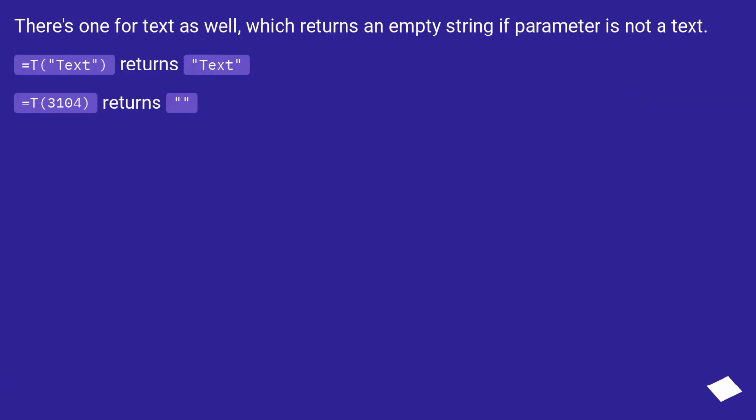There's one for text as well, which returns an empty string if the parameter is not text. Equals T(text) returns text. Equals T(3104) returns an empty string.